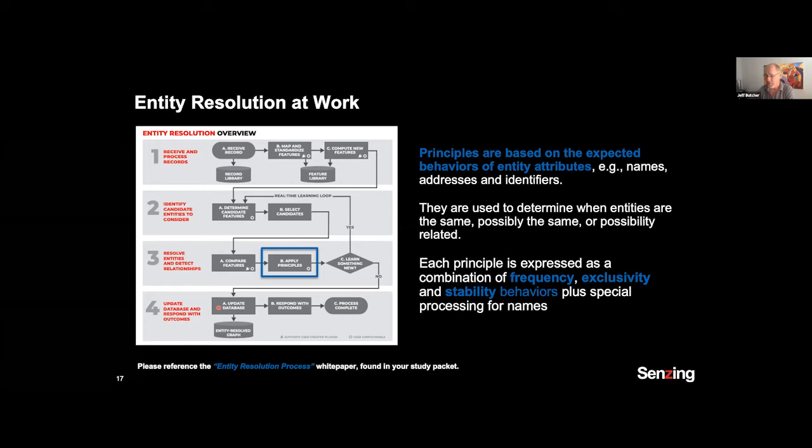Then if requested, we respond with outcomes. And what that means is, when the J Smith record came in, what did you do with it? Well, we assigned it to entity number 1000. That's what we did with it.